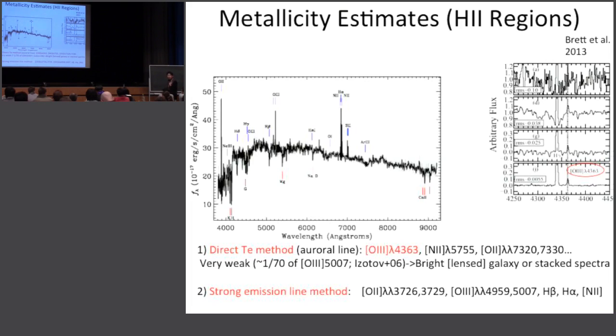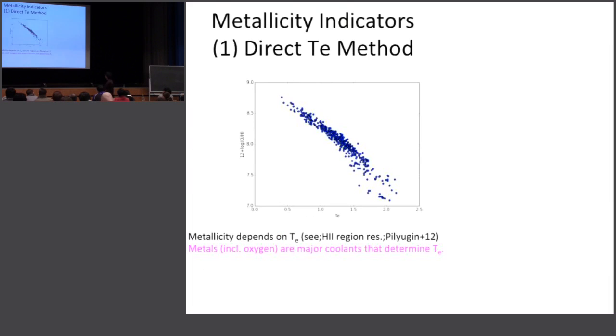As you know, H gamma is so weak, but still weaker than the H gamma for the other O3 4363. The strength, the flux, is about 1/70th of the 5007 for the 4363 line. So you need the lensing effect or stacking analysis to get this line. Another method is to use the other strong emission lines, like the popular ones: O2 3727, O3 5007, H alpha, H beta, and nitrogen 2.